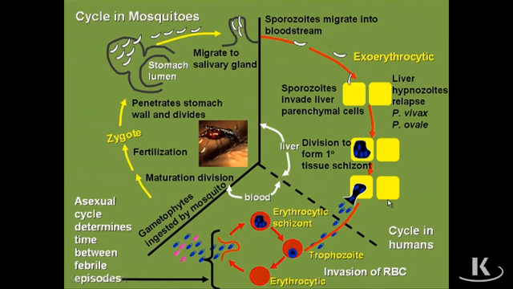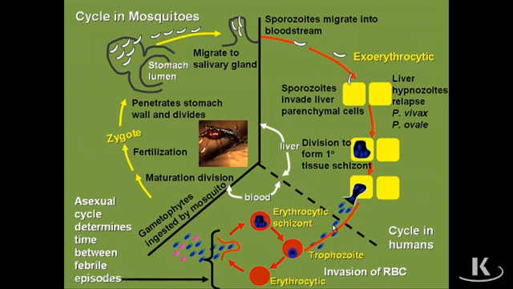So if you start where the organisms get injected into the bloodstream from the bite of an infected mosquito, the first place they're going to go is into the liver. They're going to invade the liver parenchymal cells, and we call this the exoerythrocytic stage for malaria. In the liver, they form what's called a schizont, and that schizont will eventually rupture, as you see down here, and this initiates the erythrocytic stage for malaria.